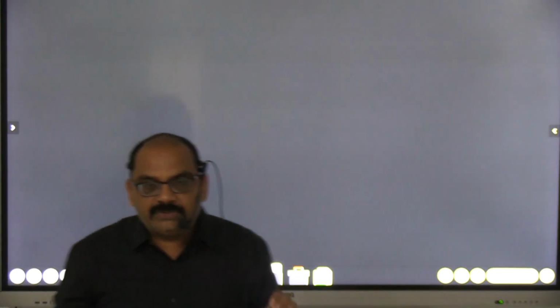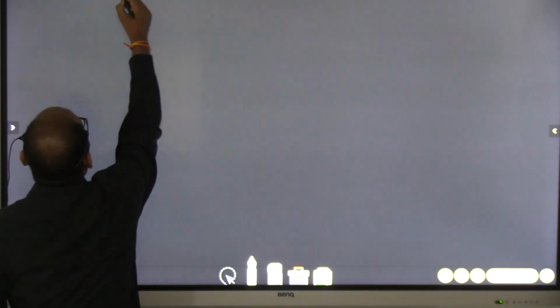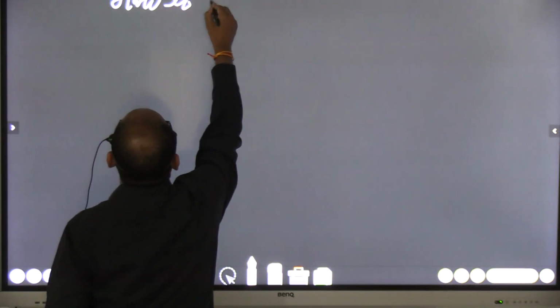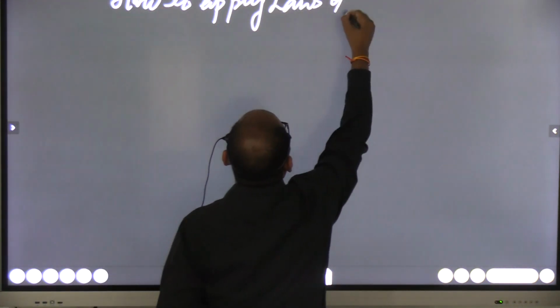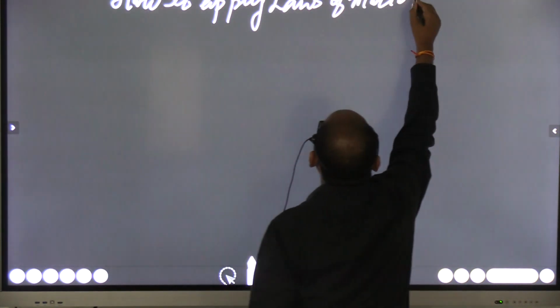System means the pulley. There may be multiple pulleys, there may be a number of blocks. The question may be: find out the tension, find out the normal reaction, find out the acceleration of this block, that block. So whatever the question, the method is the same. There is a 4-step method to solve all kinds of questions related to laws of motion, right? So today's topic is how to apply laws of motion.